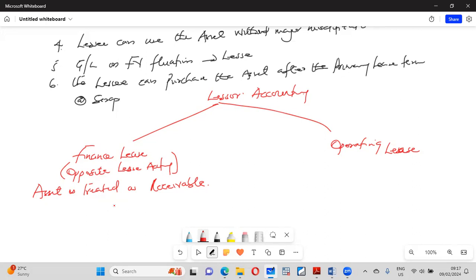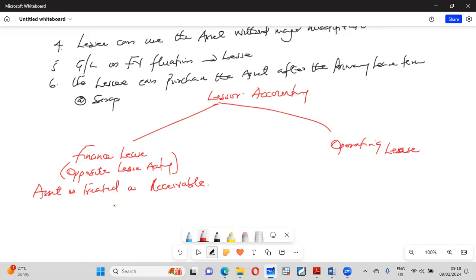So you see that the lessee has treated the thing as an asset, and the lessee will have a liability. That liability to you is a receivable. So what we are trying to say is that the finance lease is the opposite of lessee accounting. Once the lessee has recognized an asset and a liability, you will have the receivable instead of the liability. That is basically what is going to happen.